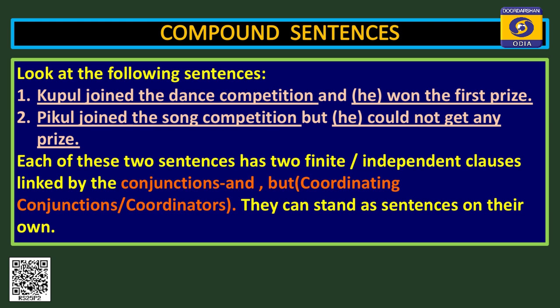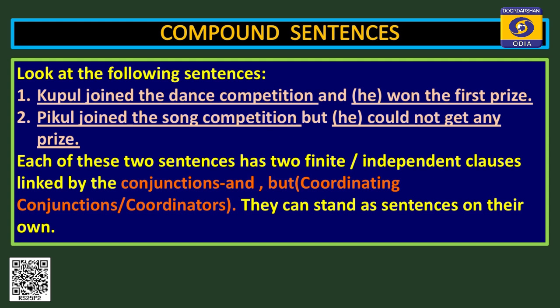So, the couple joined the dance competition and won the first prize. Here there are two verbs, joined is a finite verb, won is a finite verb, and there are two finite clauses. The couple joined the dance competition, the underlined part, is one finite clause, and he won the first prize is another finite clause, right.